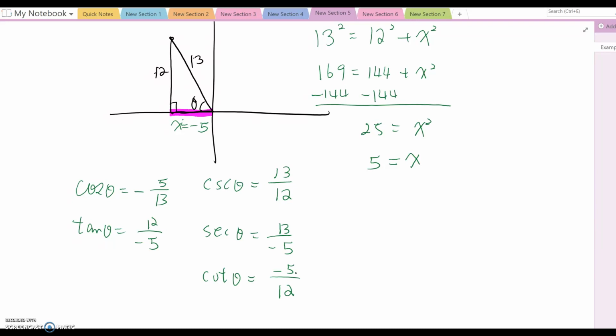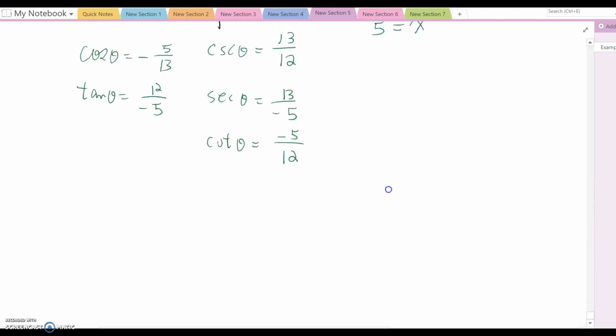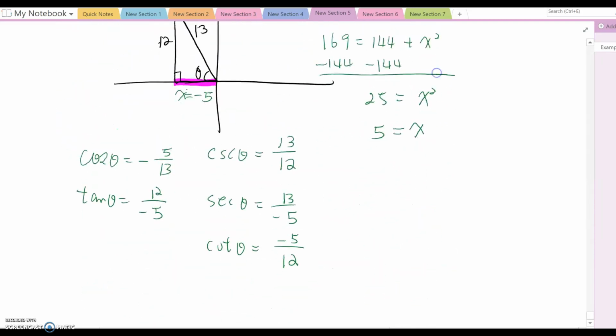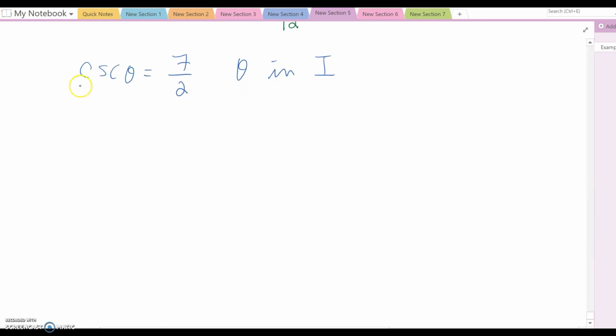Okay, so let's do one more. In the previous one, sine was given. What if cosecant is given? So cosecant theta equals 7 over 2, something like that. And then theta is in the first quadrant this time. Then you need to know what this means.